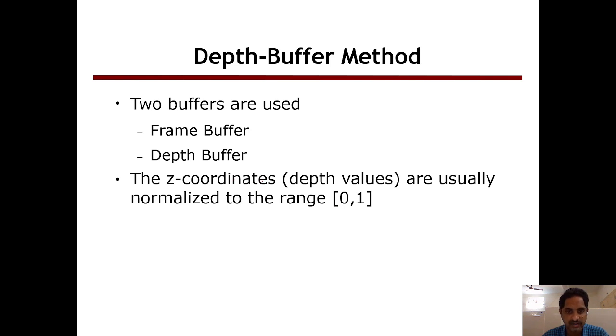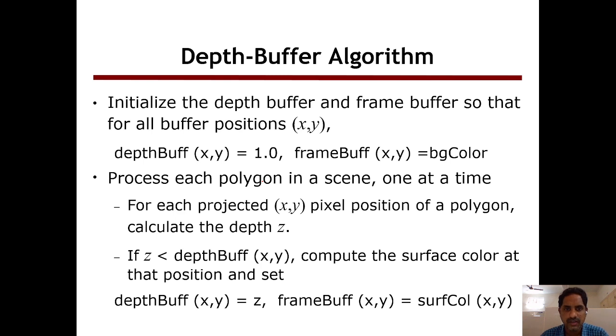The Z coordinates are usually normalized to the range of 0 and 1. So here we have the depth buffer algorithm. The first step is to initialize the depth buffer and the frame buffer so that for all buffer positions, depth buffer of x comma y equals 1 and frame buffer of x comma y equals the background color. That is, the intensity values are stored in the particular frame buffer. So initially it is equal to 1.